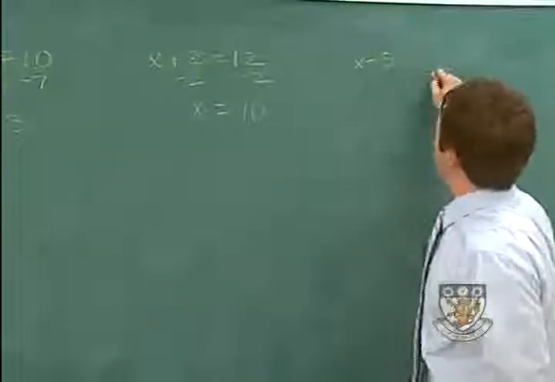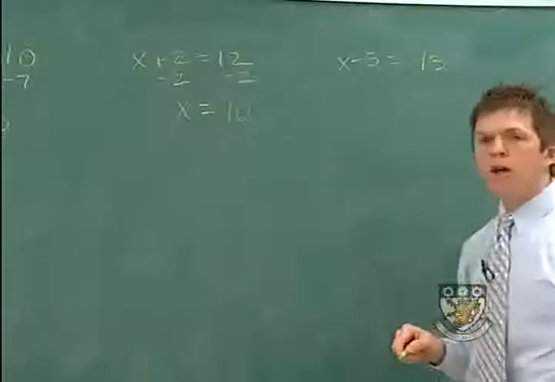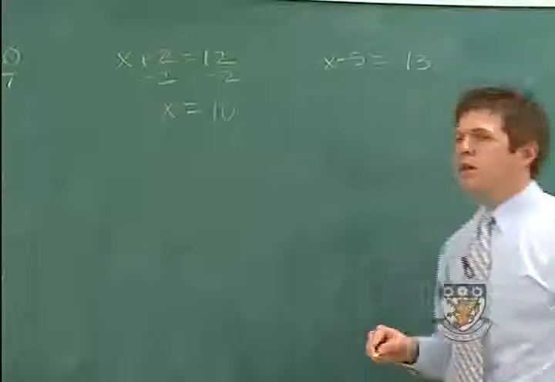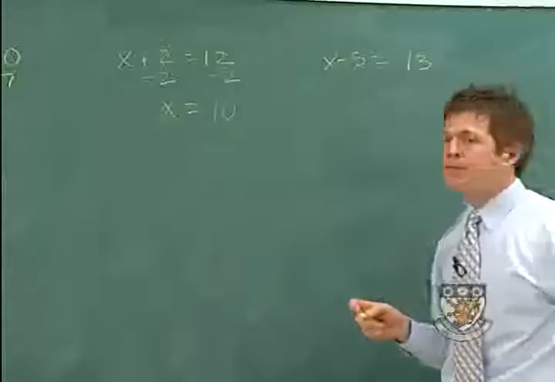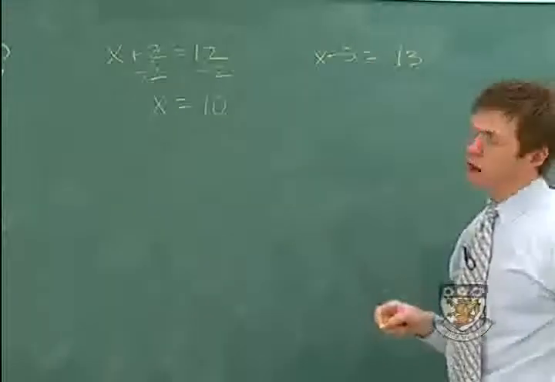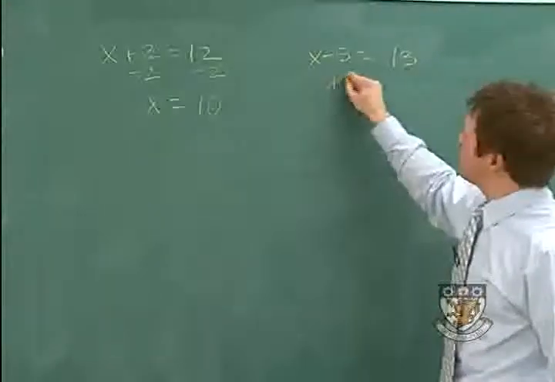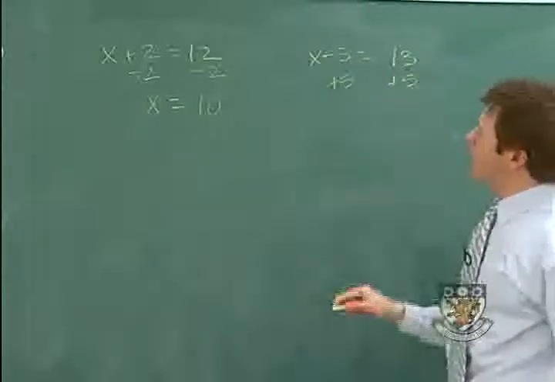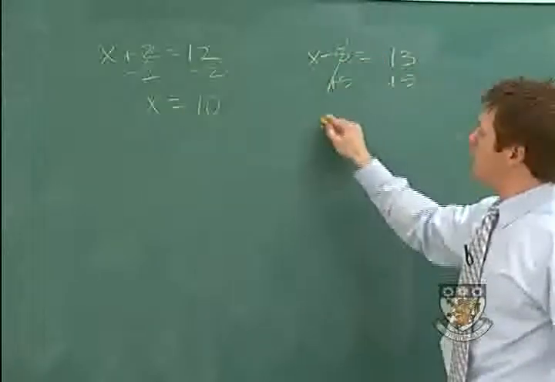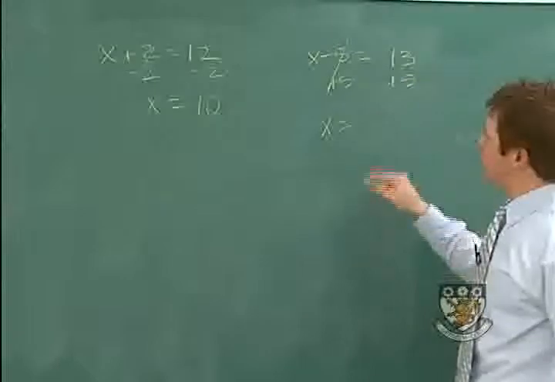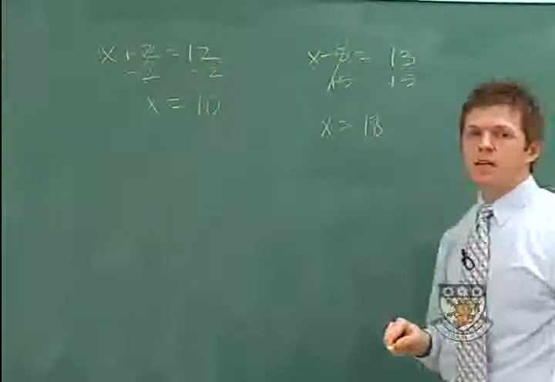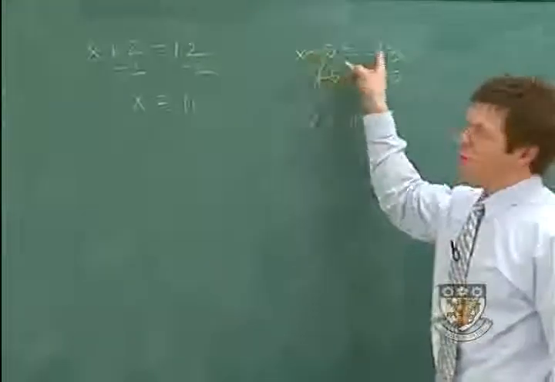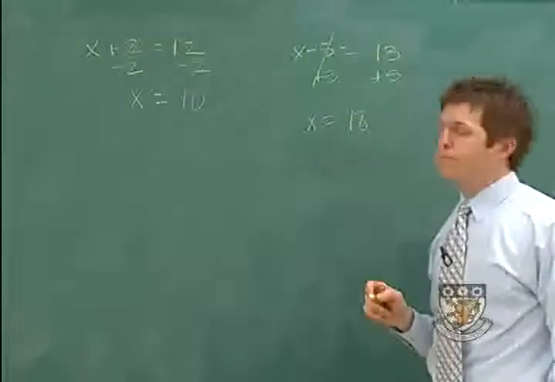X minus 5 is equal to 13. What number, when I subtract 5 from it, is equal to 13? Well, the opposite operation of subtraction is addition. So I'm going to add 5 to both sides. These zero out. And 13 plus 5 is 18.